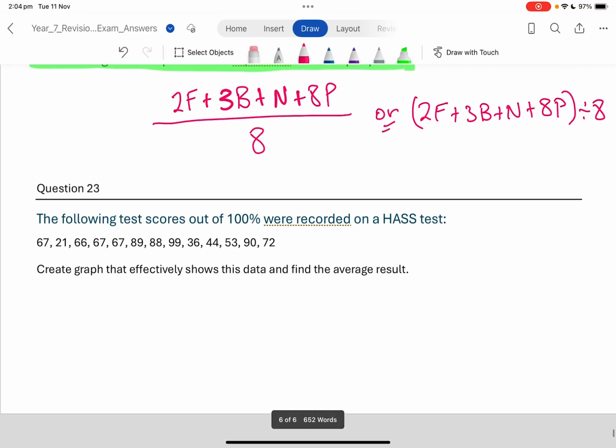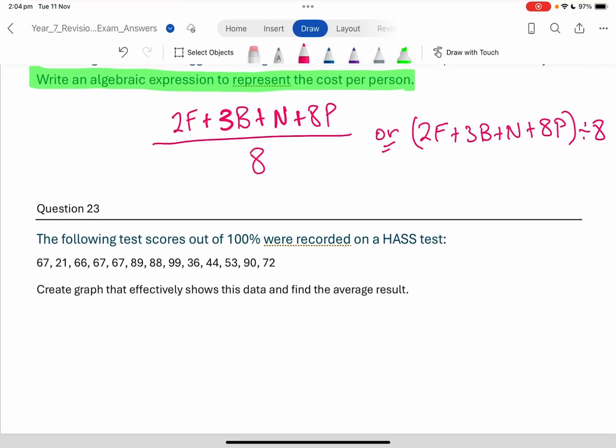Okay. All right, last one. The following test scores out of 100% were recorded on a test. We're asked to create a graph that effectively shows this data and find the average result. So let's start with creating a graph. My preference for something like this is probably going to be a stem and leaf plot.